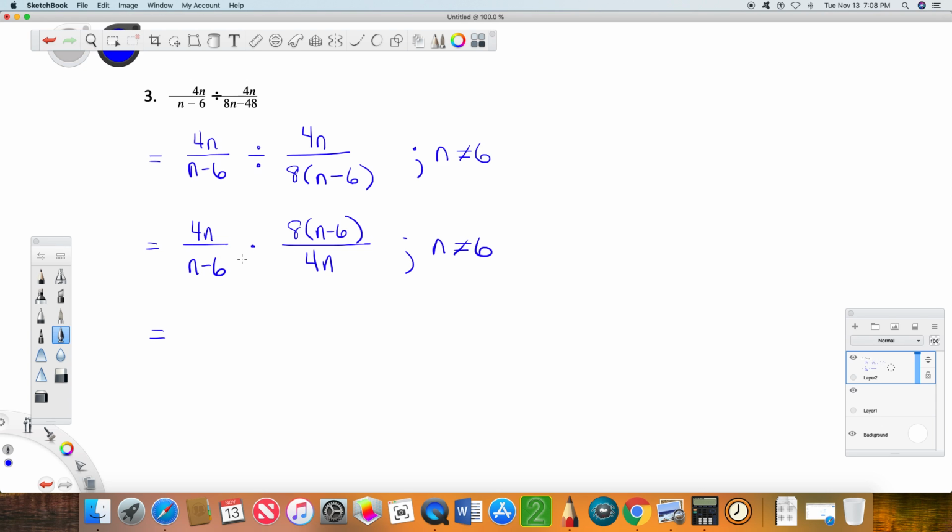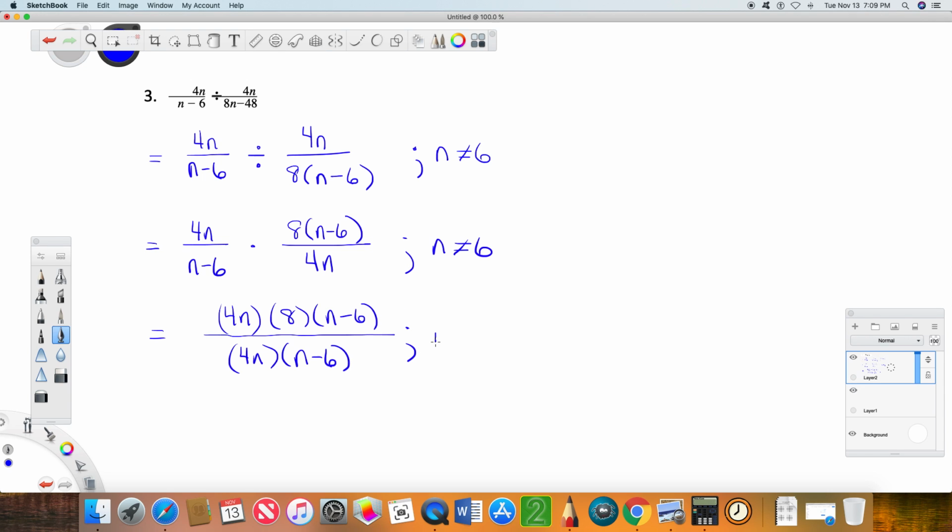Let's write these two fractions as a single fraction by multiplying the two numerators together and multiplying the two denominators together. So I have 4n times 8 times n minus 6. And in the denominator, I'm going to write the 4n first and then the binomial. Just feels more comfortable to me doing it that way. And in multiplication, I can justify it by saying that you can multiply in any order, that 2 times 3 is the same thing as 3 times 2.